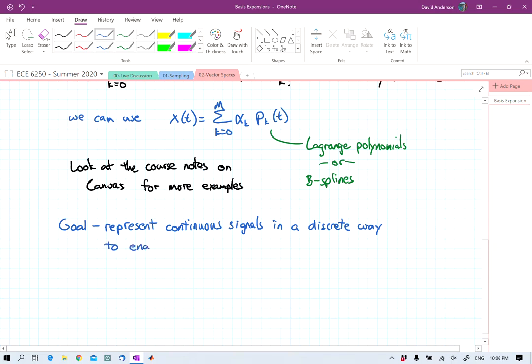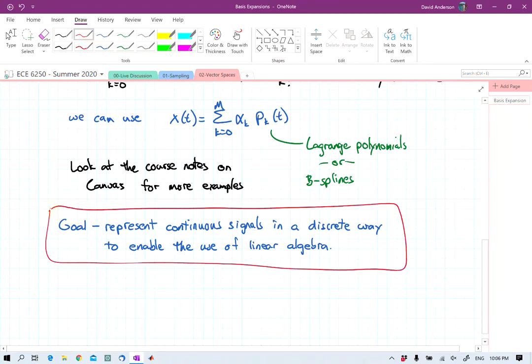To enable the use of linear algebra. So go ahead and take a look at the notes for some more examples, but that's the main purpose of sampling, or many other things that we could do.